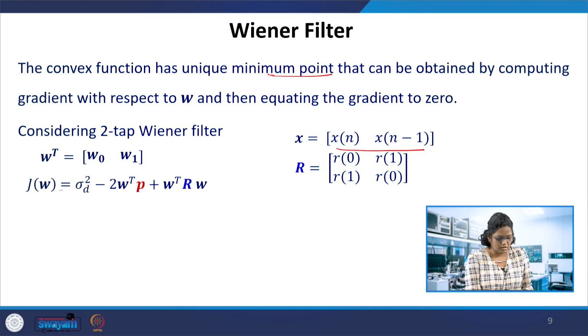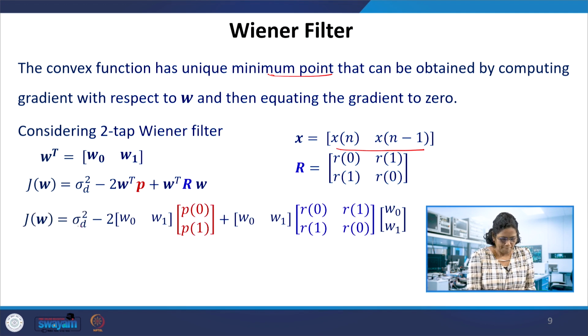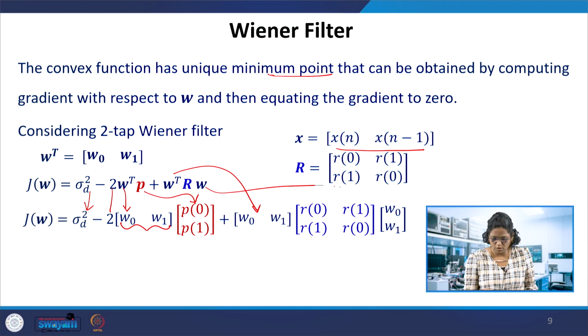So from this we have the equation, the cost function. Now let us substitute here P and W transpose R and so on. So here W transpose is w0 and w1. P becomes p of 0 and p of 1, which is the cross correlation of xn and dn. So you'll have one at 0 and one at 1, so we have two terms in this. Again, the W transpose is this, and W is going to be that, and R as we have seen.